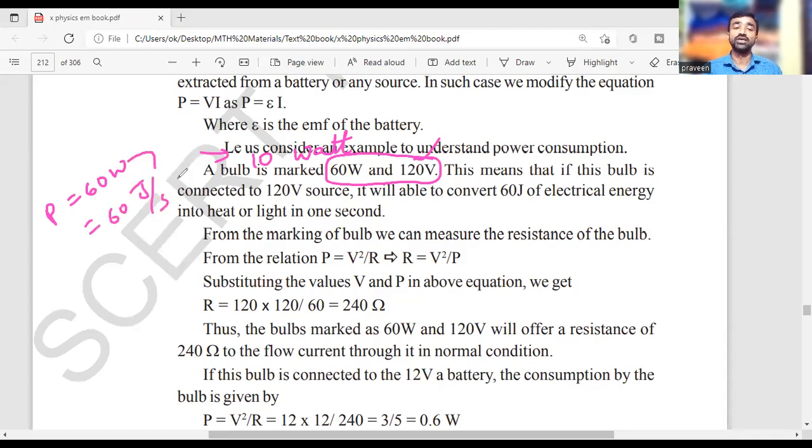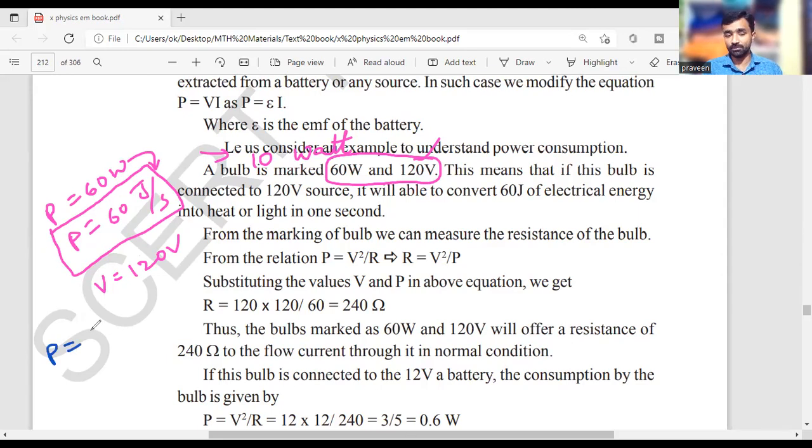What is replaced as joule per second? So what does it mean? It can use 60 joules of energy in a second. 60 joules of energy in a second. So by using this, you are able to find its resistance, right? Here I know its power, and the potential difference is also given as 120 volts. Then I am going to calculate its resistance.